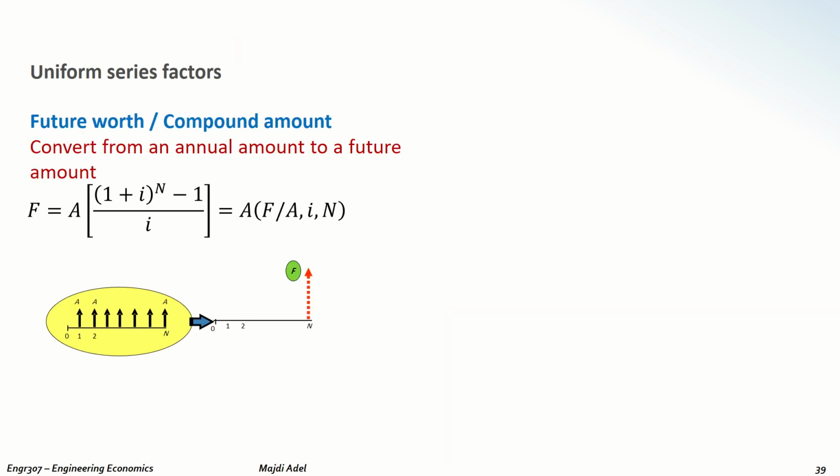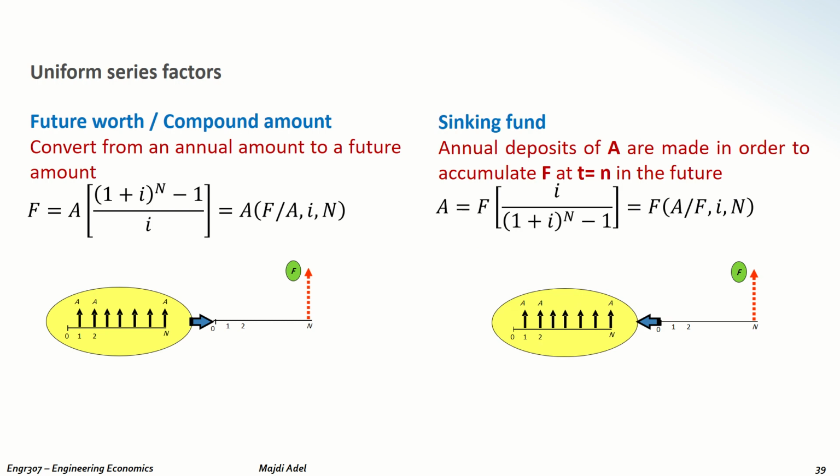The factors used for uniform series, we have 4 factors. The first one is calculate F given A, which is the future worth factor. If I have an annuity, I want to convert it to a future value after n years. The equation is A multiplied by (1 plus i) to the power n minus 1 over i, or in the notation form, A multiplied by (F/A, i, n).